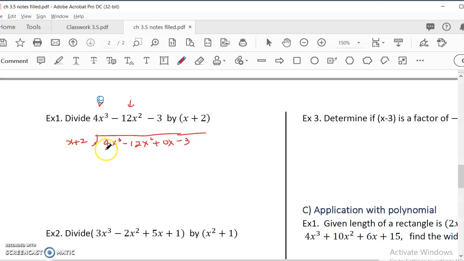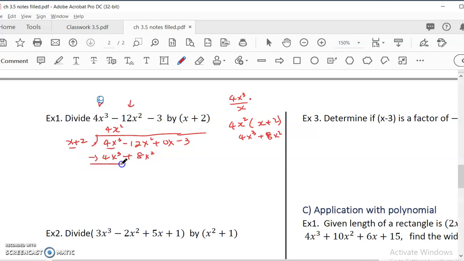Then you divide first term by first term. 4x cubed, I'm going to write here, divided by 1x, just the first term and the first term. If you divide this, that will be 4x squared, right? So you write the quotient here, 4x squared, and that's the estimated quotient. Then you multiply 4x squared by the whole divisor. So 4x squared times x plus 2 becomes 4x cubed plus 8x squared. This is the one that you put in the bottom.